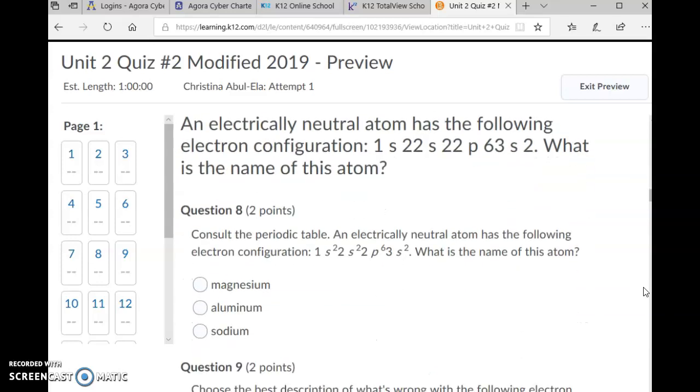Question 8. Consult the periodic table. An electrically neutral atom has the following electron configuration: 1s2, 2s2, 2p6, 3s2. What is the name of this atom? Magnesium, aluminum, sodium.